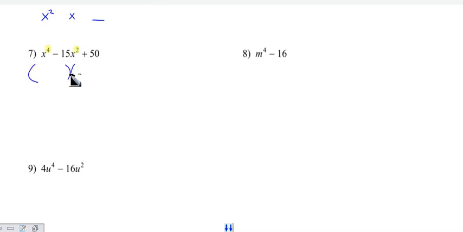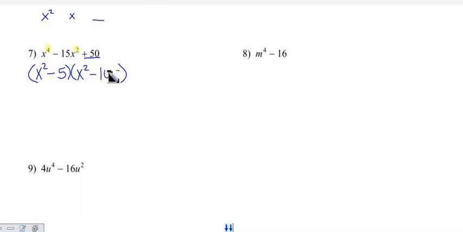2 parentheses. I'm going to take that first term and I'm going to split it. What times what gives me x to the 4th? X squared times x squared. I'm going to look at my last term, positive 50. Can you think of two numbers that would multiply to a positive 50 that could add and give me negative 15? Well, they're going to have the same sign. They're both going to be negative. You're right, 5 and 10.